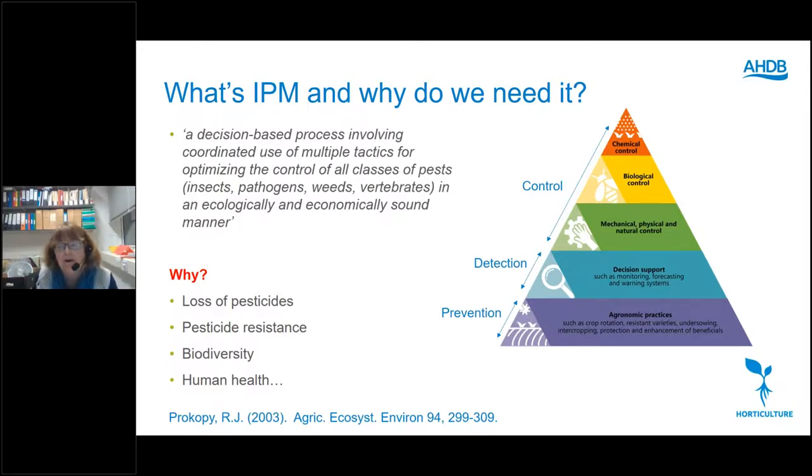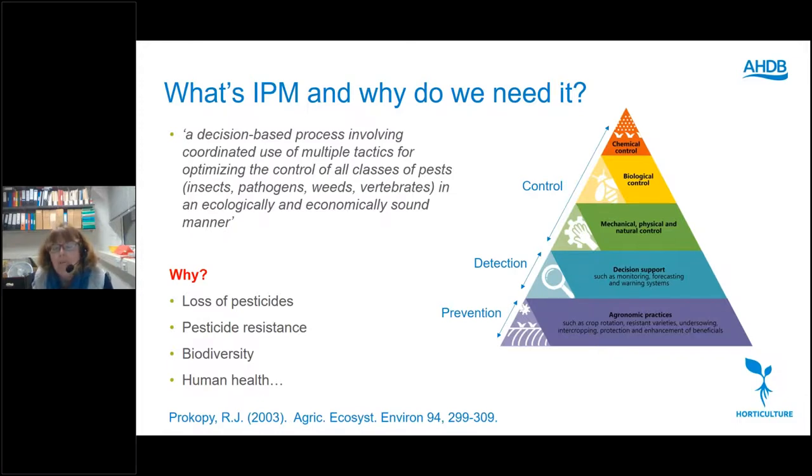So there are a number of ways of describing IPM, and at the moment I'm quite keen on this IPM pyramid. The theory behind it is that if you're planning to grow a crop, then you should start at the bottom of the pyramid and look at the range of agronomic practices available to you, selecting, if possible, the ones that will help you to prevent a pest infestation. And then once you've got the crop in the ground, it's very helpful to know what's going on in terms of the arrival of various pests. So this is where decision support, monitoring and forecasting systems become important.